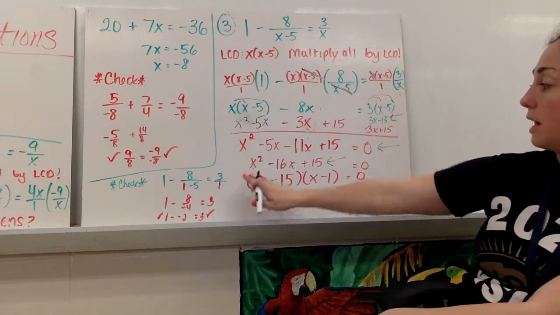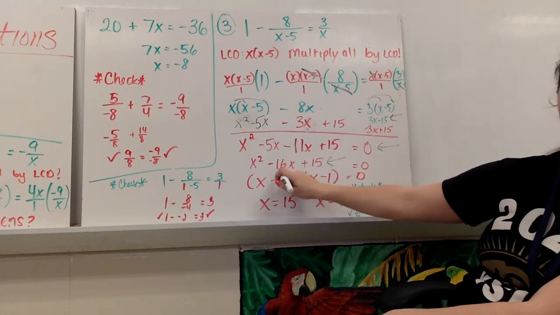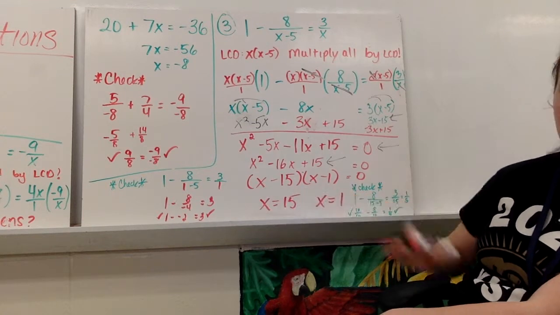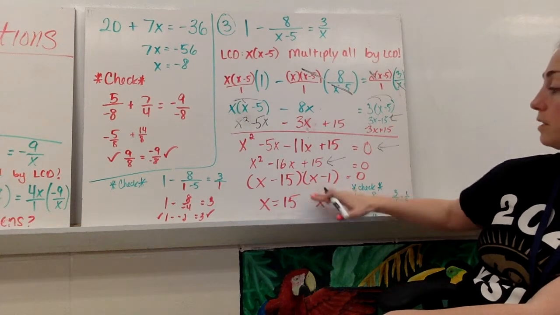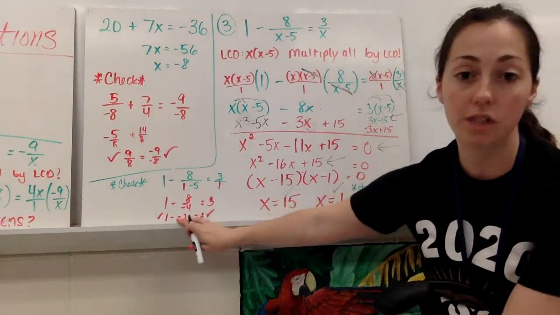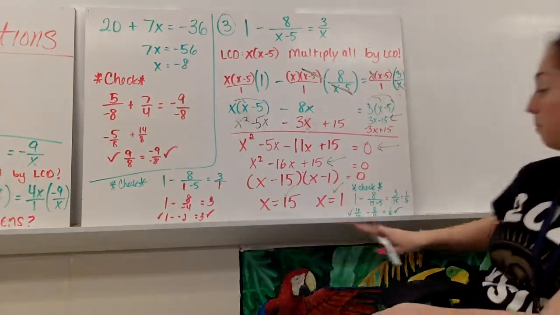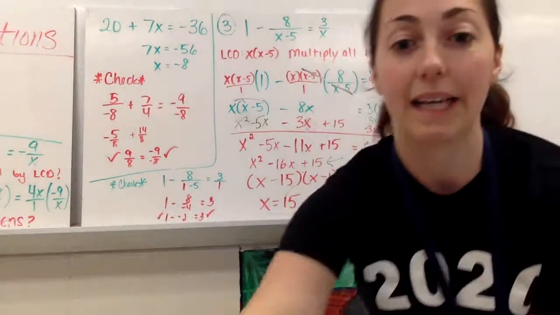Now this is the step where we are ready. We're set up. X squared minus 16x plus 15. We have to think what multiplies to 15 and adds to -16. So that factors to x minus 15 times x minus 1. And then solve for each one of these. X then equals 15 and x equals 1. Plugging in 1 to check, you do get a true statement. Plugging in 15 to check, you do get a true statement. Make sure that you check.